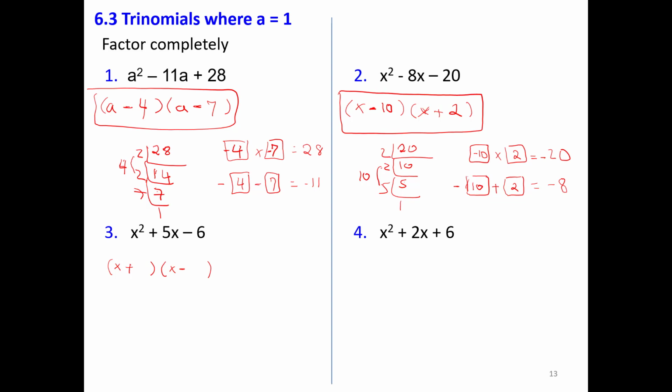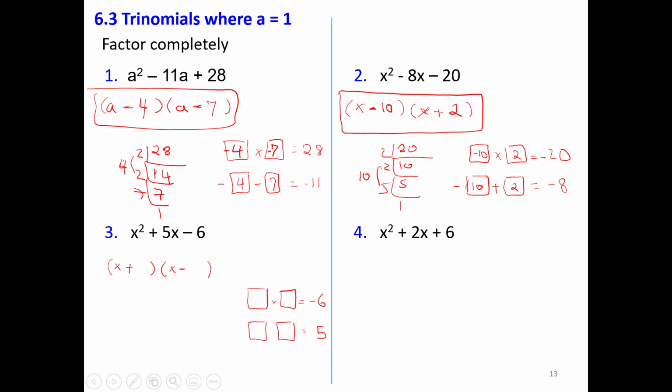Then we need to find two numbers. If we multiply them, it equals negative 6, and if we add or subtract them, it equals 5. In this case it's subtract because we have different signs.